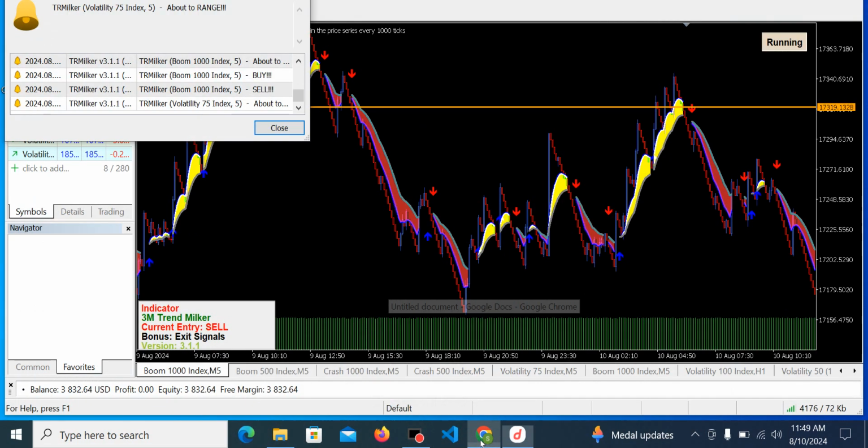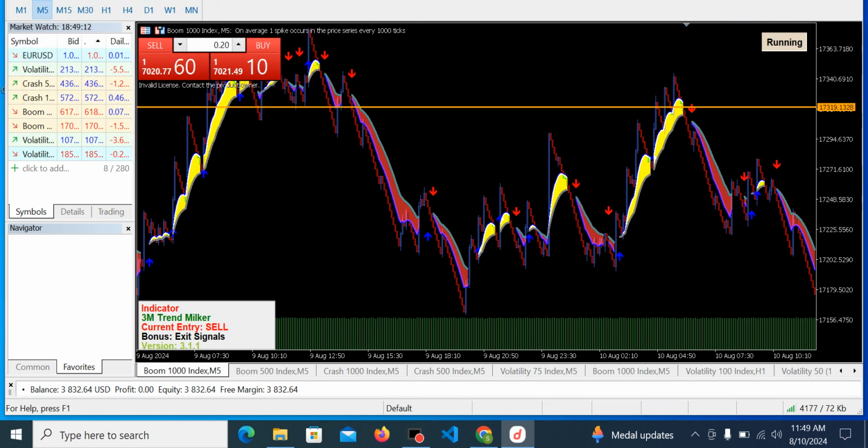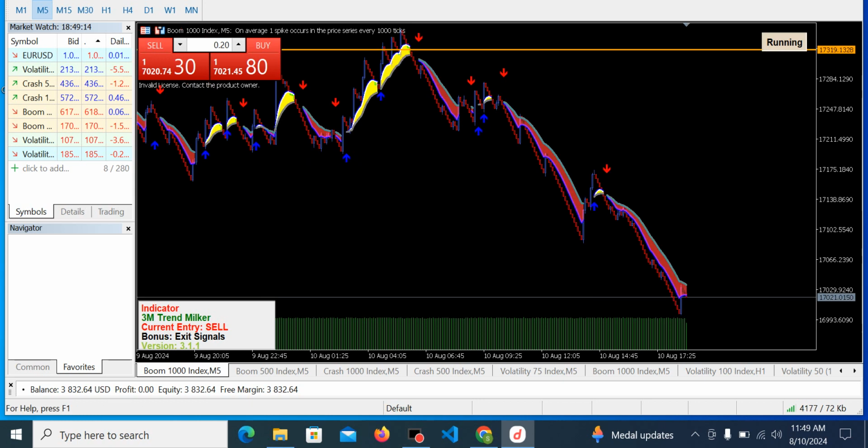Okay, so quickly let's go straight into what we have right here, starting with Boom 1000. Okay guys, this is Boom 1000, and of course I'm on the 5-minute time frame using the 3M Trend Milka trading indicator to do my analysis. The market has actually got into the resistance zone around here, so it started a downtrend right from here, and you can see the red flag and the red arrows, and of course it has been selling since then.